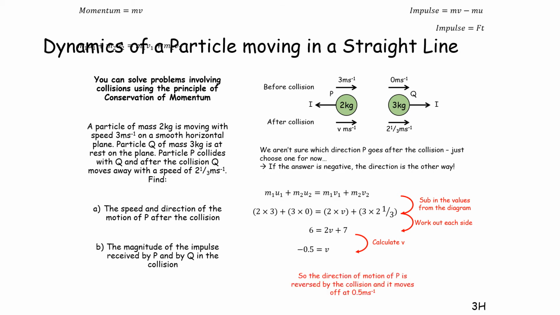Now this is interesting, the negative. So the direction of P is reversed by the collision and it moves off at 0.5 meters per second. Make sure you write this sentence down at the end if you get a negative. Don't leave it for the examiner to take a guess what you mean. So it's changed direction, to state that information.